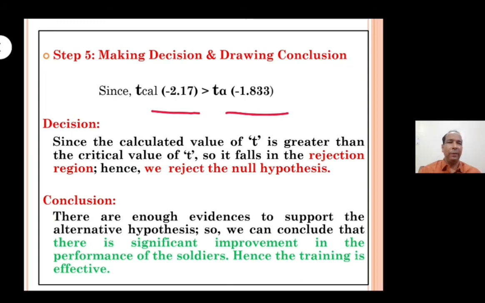So how the decision will be written? Since the calculated value of t is greater than the critical value of t, so it falls into the rejection region, hence we reject the null hypothesis. How we will write conclusion? Conclusion will be written as there are enough evidences to support the alternative hypothesis, so we can conclude that there is significant improvement in the performance of the soldiers. Hence, the training is effective.